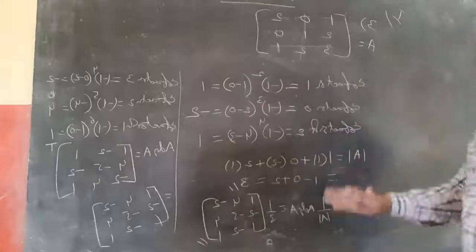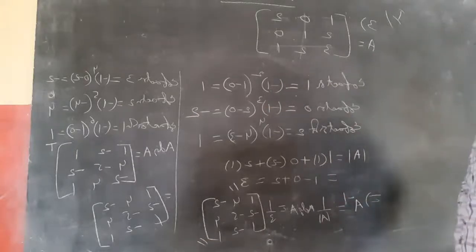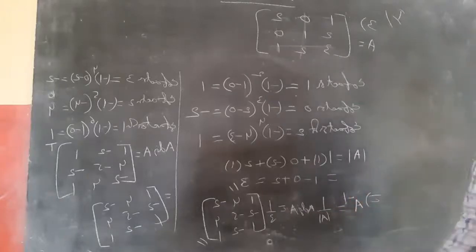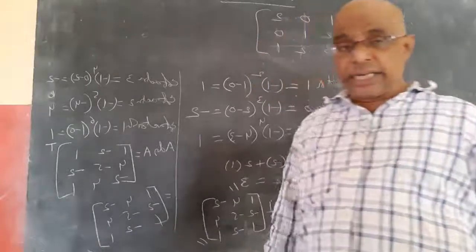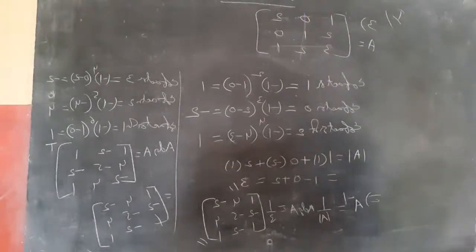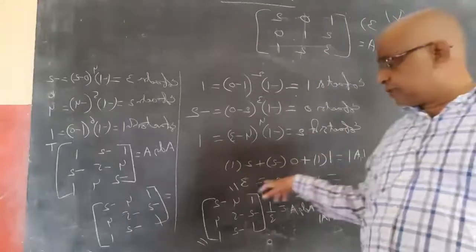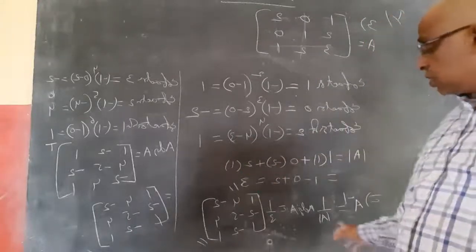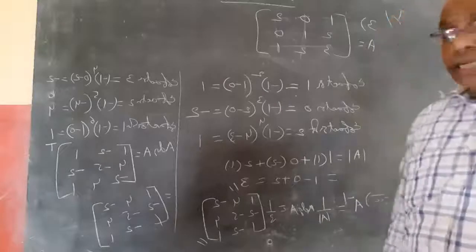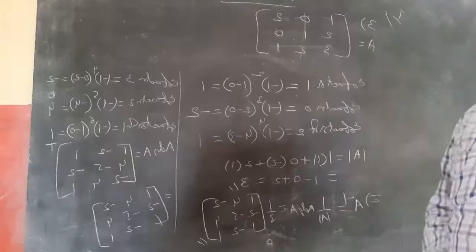So for adjoint A and det A: after finding cofactors, if you form the cofactor matrix and then transpose it, you will get adjoint A. After getting adjoint A, we can go for det A. Any row or column multiplied by their corresponding cofactors and added together gives you det A. Now A inverse equals 1 by det A into adjoint A. So that is 1 by 3 into that adjoint A, which gives you A inverse.